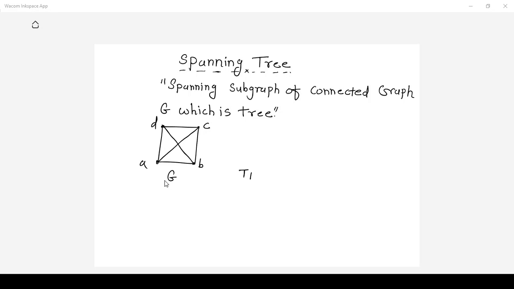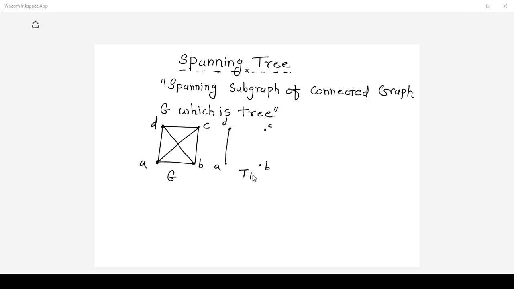So let us understand it by an example. Suppose graph G is drawn like this. This is the graph G which is drawn on 4 vertices and 6 edges. Suppose I'll draw a spanning subgraph of this graph G. Suppose it is T1. So spanning subgraph means it is a subgraph which contains the same number of vertices as the given graph G. The given graph G contains 4 vertices, so the spanning subgraph should also contain 4 vertices. There is no restriction on the number of edges.